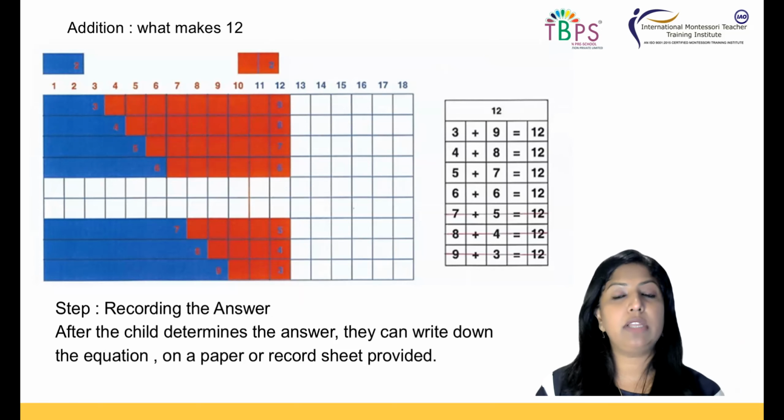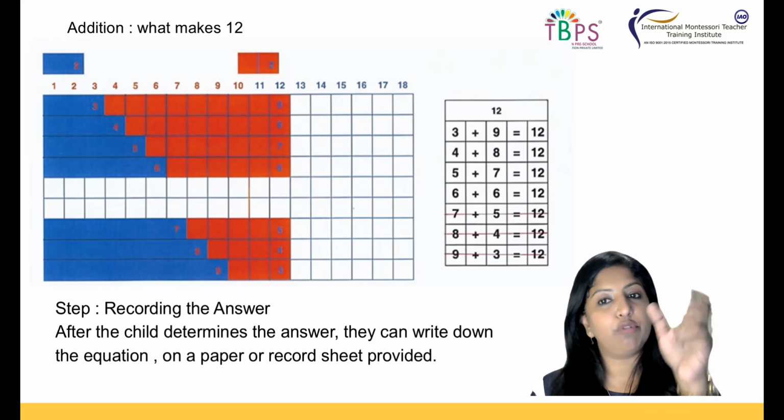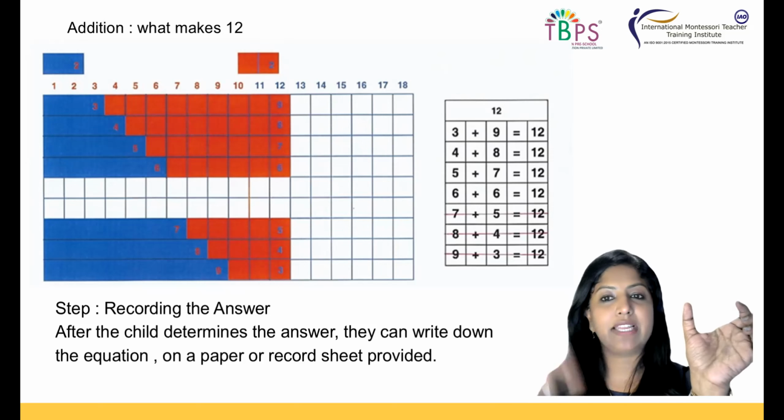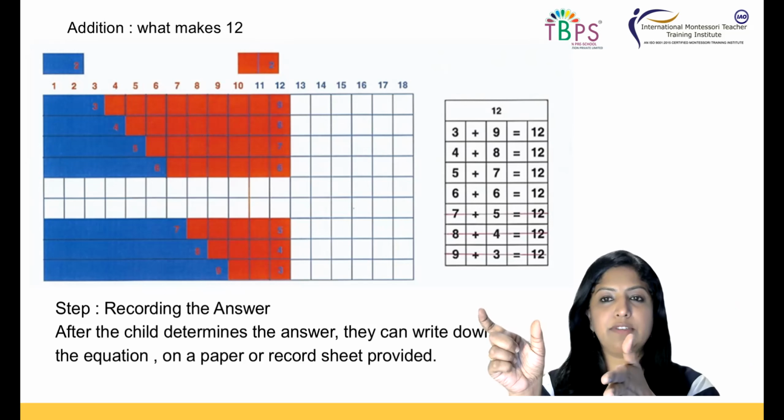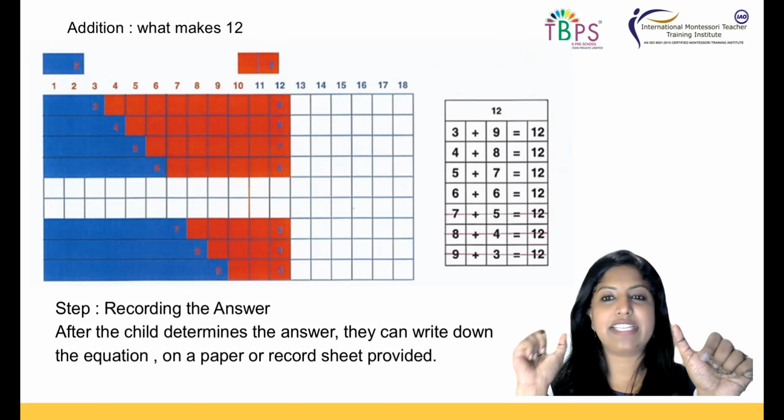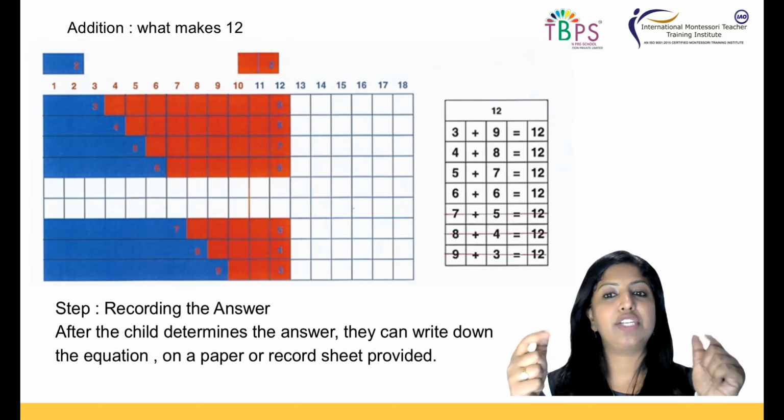So what was my rule? The first addend is always the blue color. So I take 3, then I take 9. What is my answer? 12. Then I take 4, then I take 8. My answer is 12. I continue.